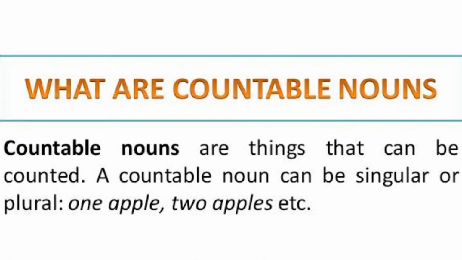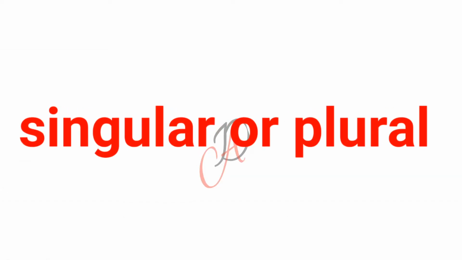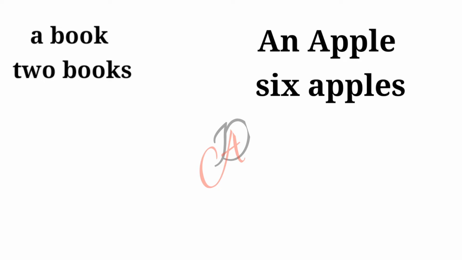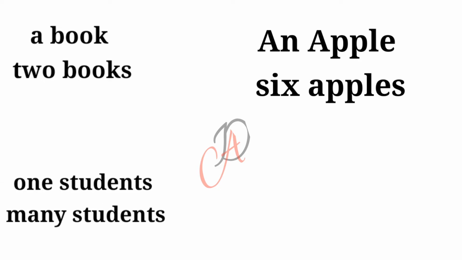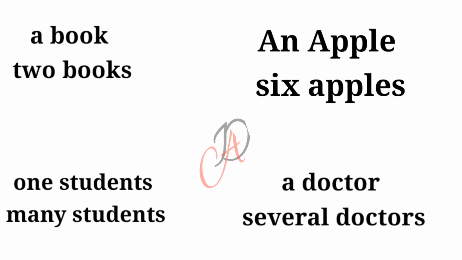So, what are countable nouns? Countable nouns refer to the names of objects, people, etc. that we can count. These nouns are also called count nouns. These nouns can have singular and plural forms. For example, a book, two books, an apple, six apples, one student, many students, a doctor, several doctors.